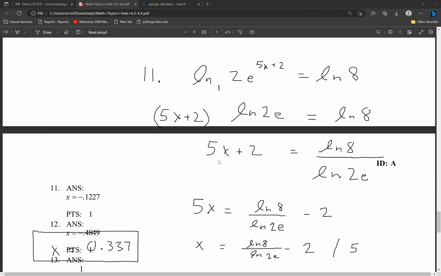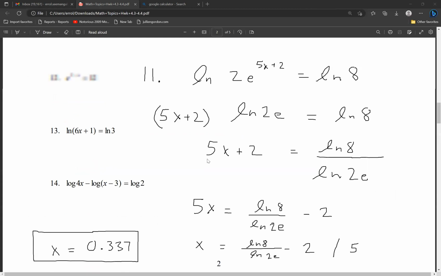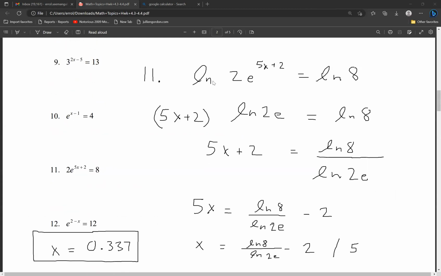No, they're saying negative 0.122. All right, let's try that one again. Let's check the steps on that. Okay, you take the ln of both sides. ln 2e raised to the 5x plus 2 equals ln 8. Bring down the 5x plus 2 to the front. Ln 2e equals ln 8. Now we're going to divide both sides by ln 2e. Then we're going to subtract 2. And we're going to divide by 5.